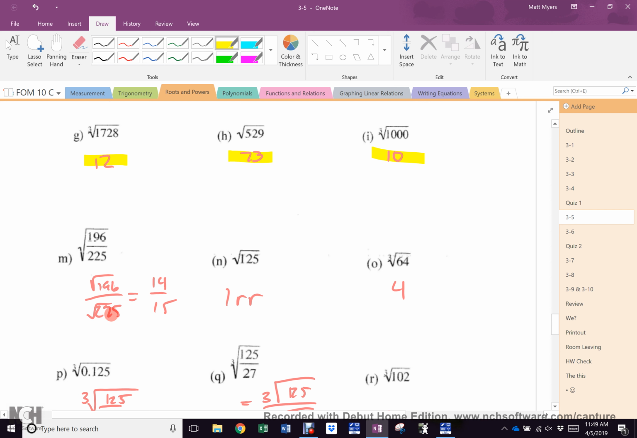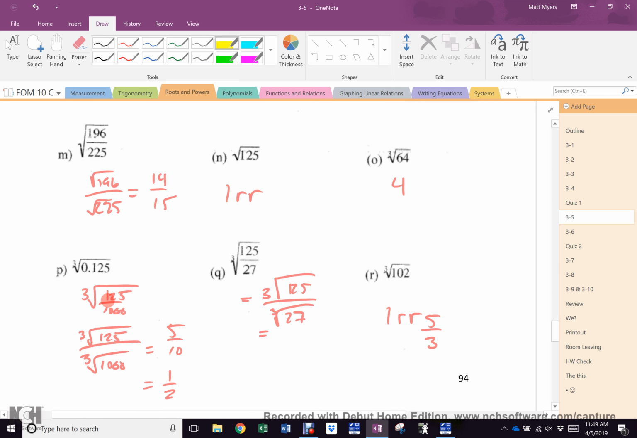This one is 196 over 225. They both have a square root. Irrational, that's on our chart. This one always causes kids trouble, because that is 125 over 1,000. So it's the cube root of 125 over the cube root of 1,000, which is 5 over 10, which is 1/2. And this one, I didn't finish that one. Oh, there it is. 5 over 3 somehow moved over there. 5 over 3 and irrational.